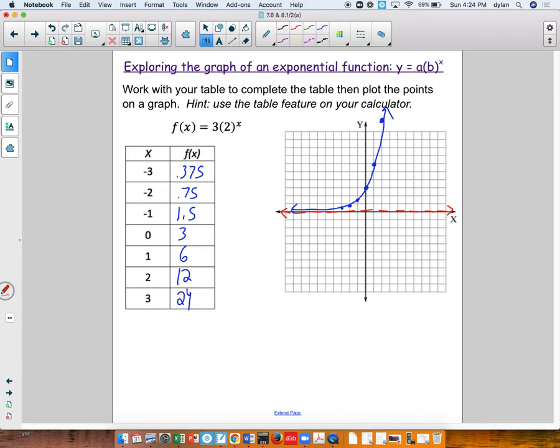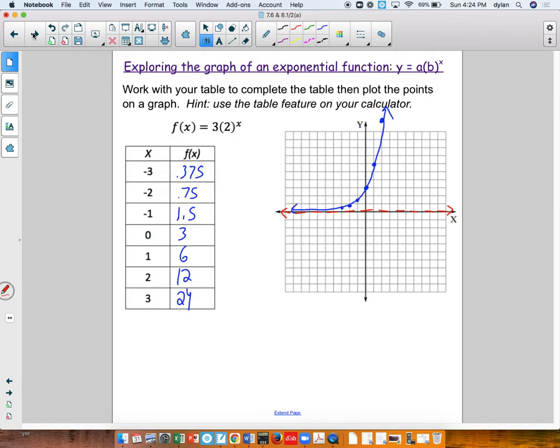Now, on your homework, you do not need to plot more than one point. The only point you're going to plot is the y-intercept or the transformed y-intercept, and the rest of it will be a sketch that just needs to be going in the right direction and approach the asymptote.